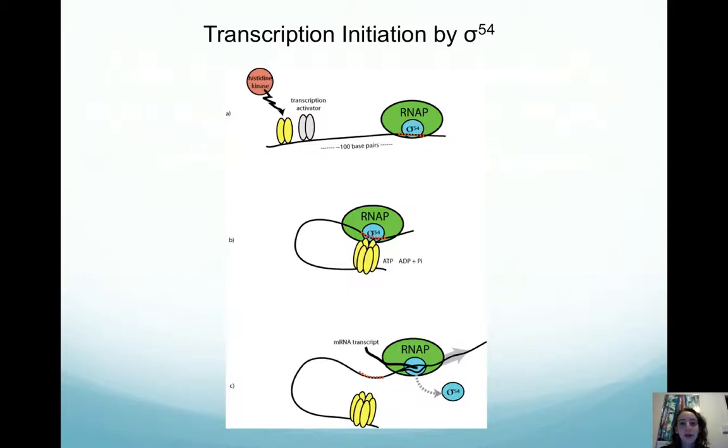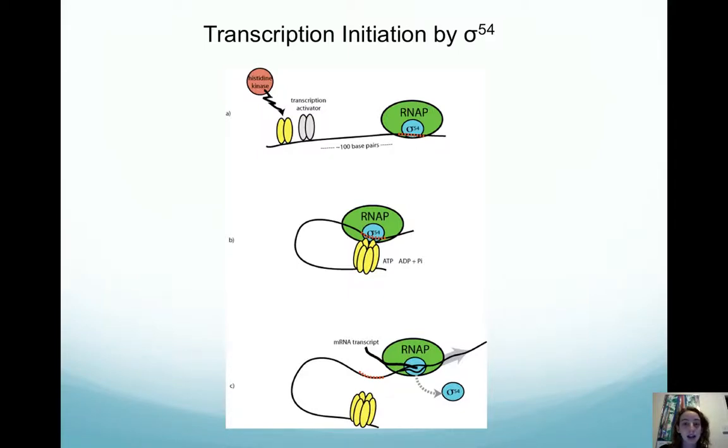So the reason that we're interested in sigma 54 is because it's a protein that's necessary for transcription initiation of certain genes in bacteria. So right now in A, it's in a closed promoter complex, meaning that even though it's associated with RNA polymerase, it still cannot initiate transcription.